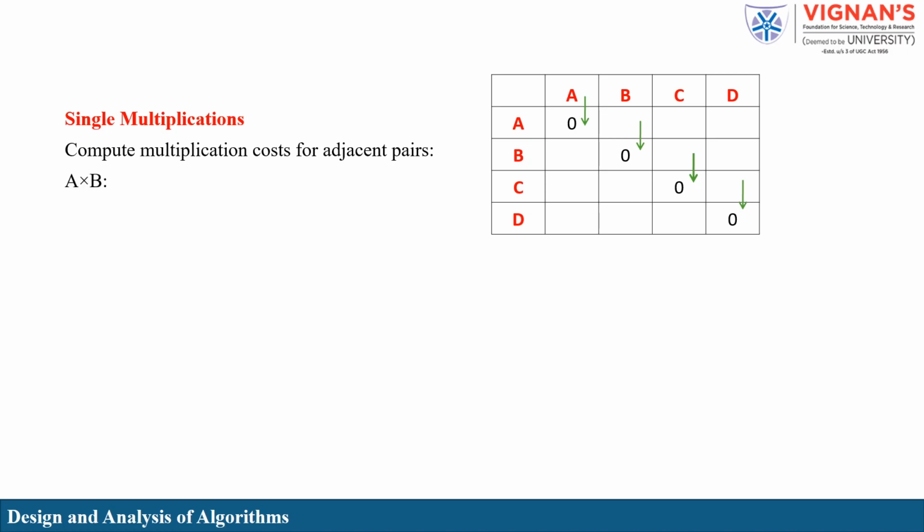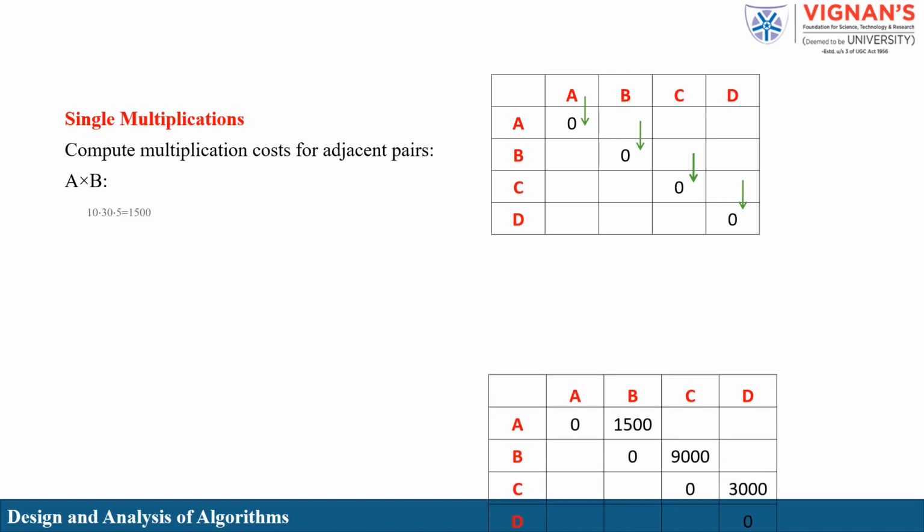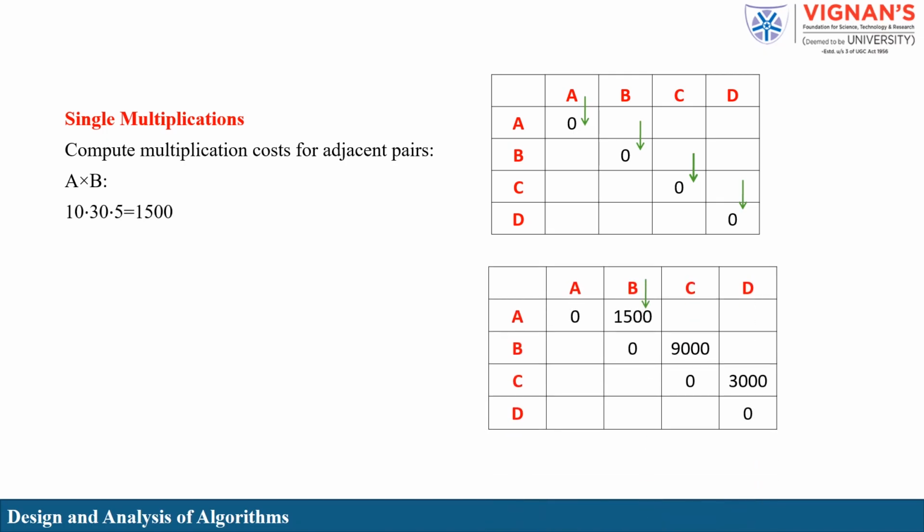When we multiply matrix A and B, the cost is calculated as 10 into 30 into 5, which gives 1500. Next, for matrix B and C, the cost is 30 into 5 into 60, which results in 9000. Then, for matrix C and D, the cost is 5 into 60 into 10, which gives 3000. These values represent the cost of multiplying two matrices at a time.